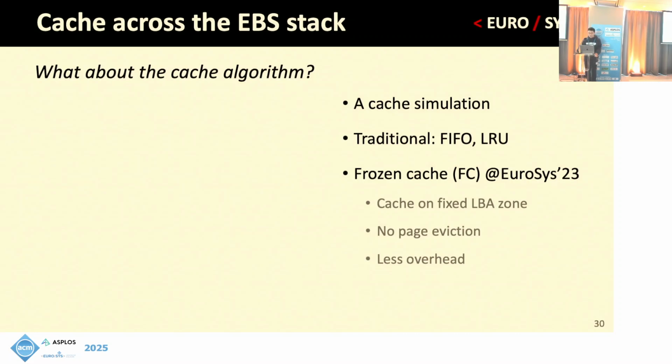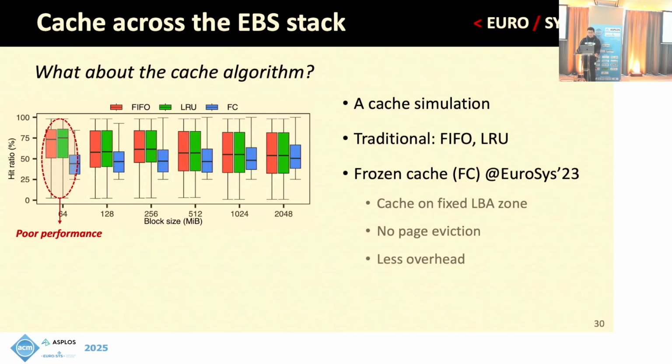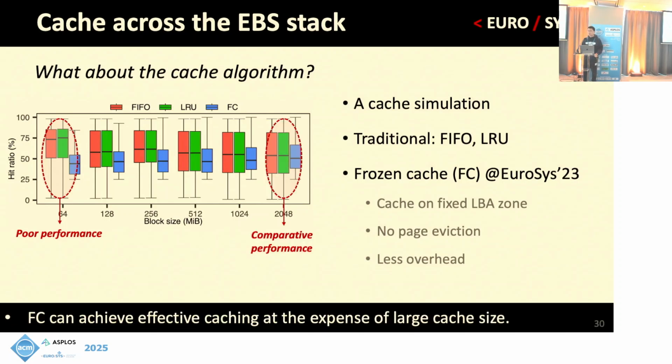We evaluate the hit ratio of these three cache algorithms under different cache sizes. With smaller cache sizes, we find that the frozen cache FC performs poorly compared to the traditional ones. But as the cache size increases up to 2 GB, FC performance becomes comparable to LRU and FIFO. So we conclude that FC can achieve efficient caching at the expense of large cache size.